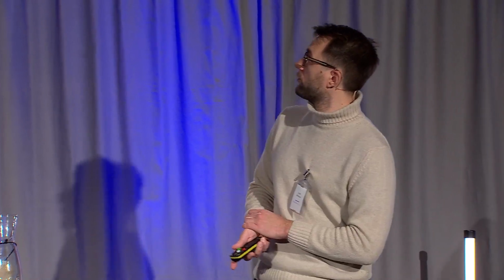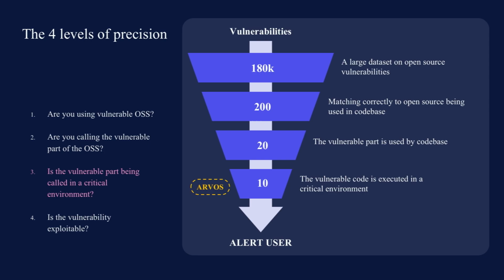And I recently contributed this diagram to the Linux Foundation, where there's a way to reason about vulnerabilities in open source, and especially the false positives in open source. So we're looking at, first, are you using a vulnerable component? You can have false positives in that layer. Then, are you able to call the vulnerable code of that particular component? So typically static analysis, and you use something like call graphs to actually find that out. And then the third layer is what Arvos is targeting: is it being executed in a critical environment?